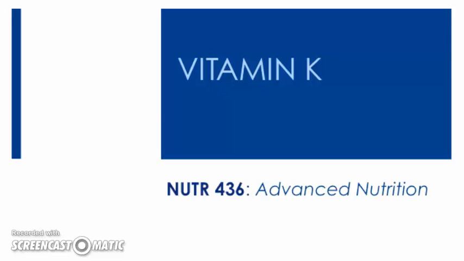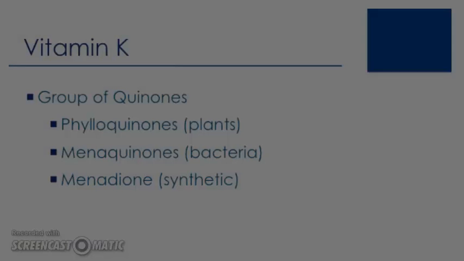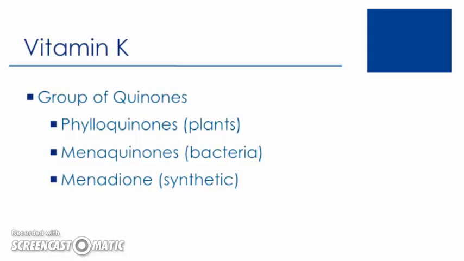Vitamins and minerals. Vitamin K. We will now review this vitamin involved in blood health. Vitamin K includes a group of compounds called quinones. We see here the primary quinones are phylloquinones, menaquinones, and menadione.